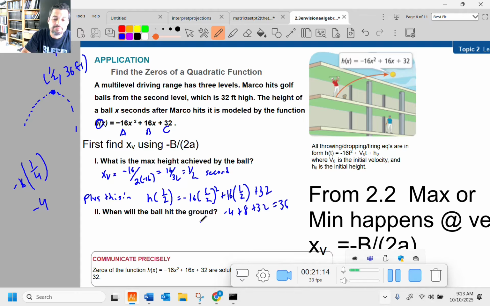All right, now, when the ball hits the ground, when the height is 0, we're going to take that and we're going to replace it with a 0.